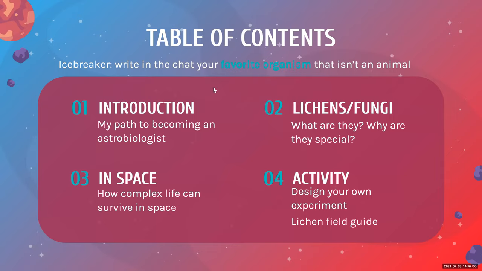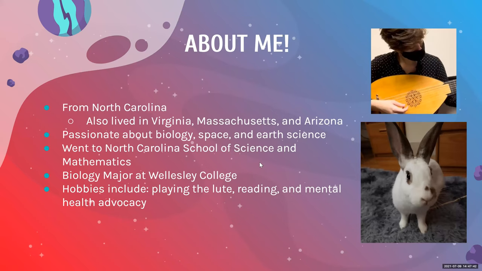But yeah, this is going to be an outline of my talk. First off, a little bit about me. I'm from the US. I've lived in a couple states. I'm very passionate about biology and earth sciences, which is why I'm interested in astrobiology. I'm currently a biology major in college, and I have a pet rabbit, which is very cool, and I like playing guitar.